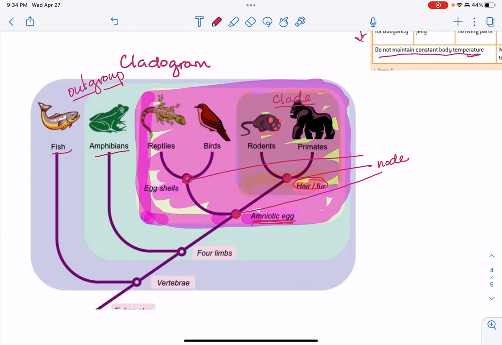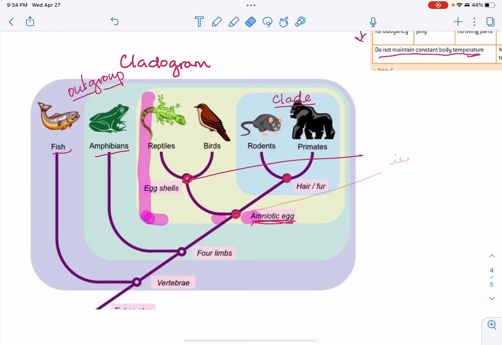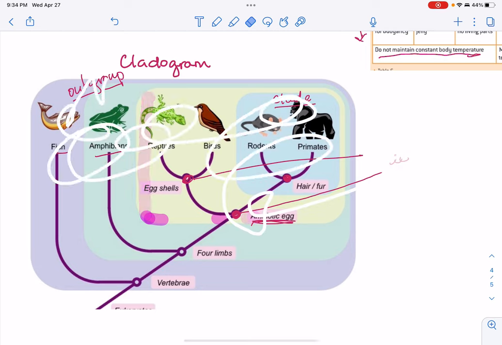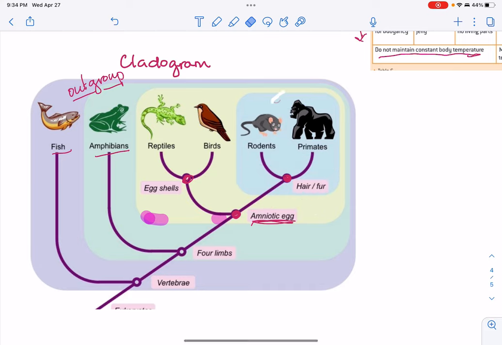I'm just going to erase this. What else do you need to know about cladograms? You will definitely get questions like, here's a cladogram, what is true about it? Two things you need to understand: rodents and primates share a node right here, so they are the most related to one another. They had a common ancestor not too long ago. If we looked at primates and fish, they are the least related because their common ancestor was all the way down here with vertebrates.